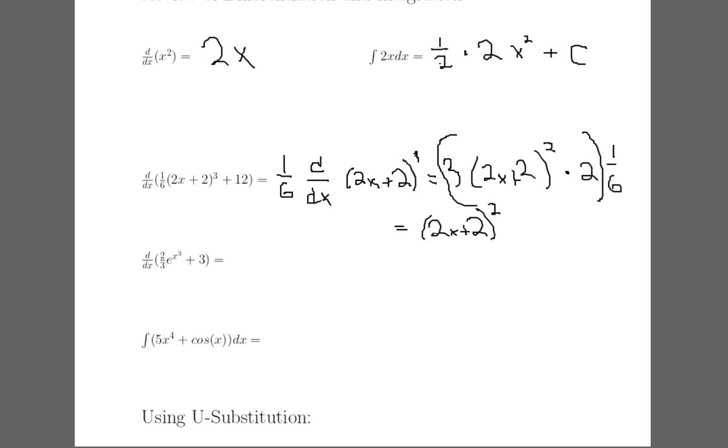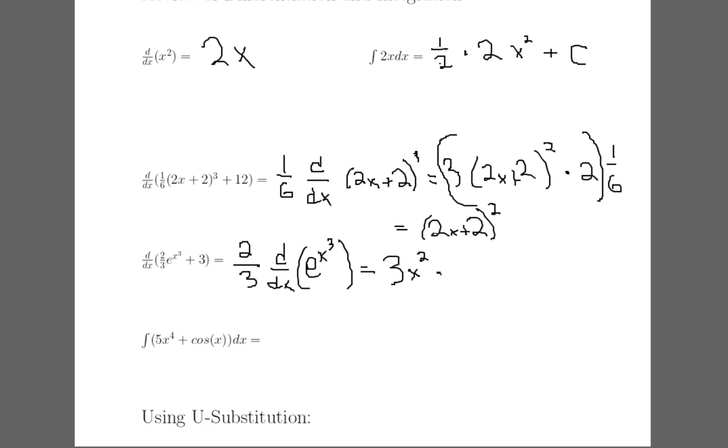All right, this next example, again, just doing the chain rule. So we'll have the derivative of 2/3 e to the x to the third plus 3. Again, we can pull out that coefficient 2/3. We can more or less ignore that term of 3. So this is just 2/3 times d over dx of quantity e to the x to the third. So again, we'll just do a chain rule, which will give us 3x squared.